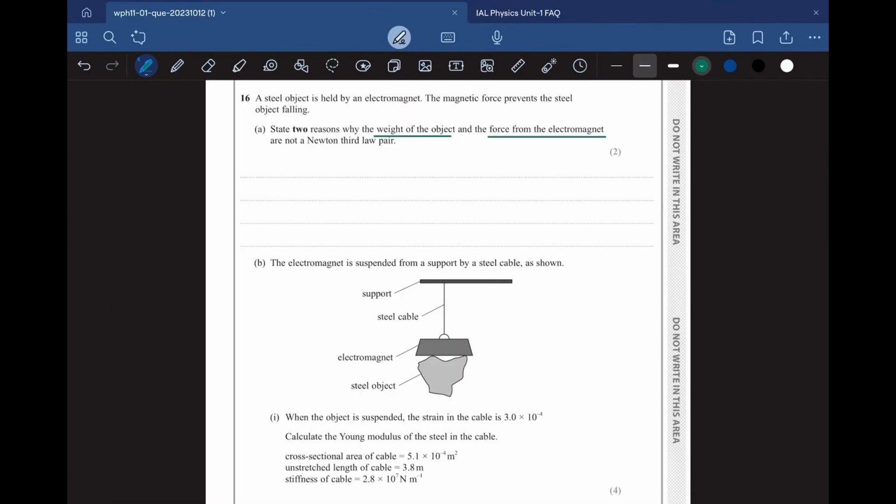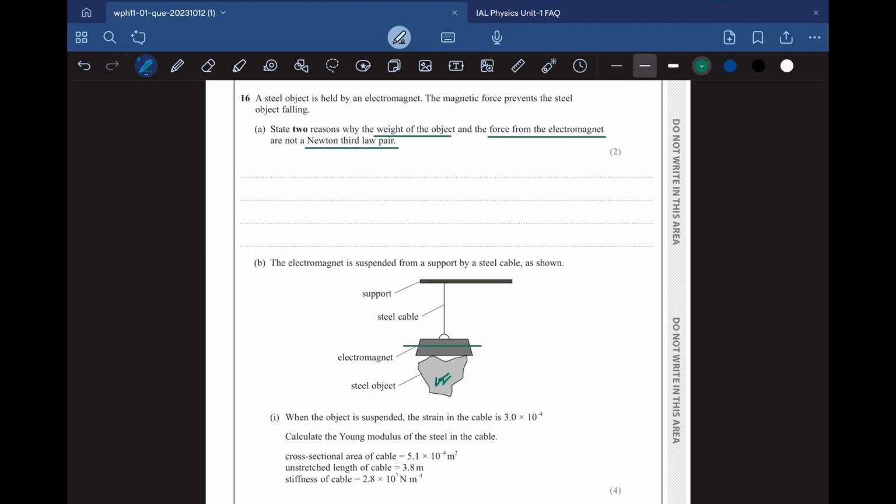Question number 16 is a very repetitive question. The question says a steel object is held by an electromagnet. The magnetic force prevents the steel object from falling. So there is an electromagnet in contact with the steel object, and an electromagnetic force acting on the steel object from the electromagnet, which is resisting the steel object from falling. Now it says state two reasons why the weight of the object and the force from the electromagnet are not a Newton's third law pair.